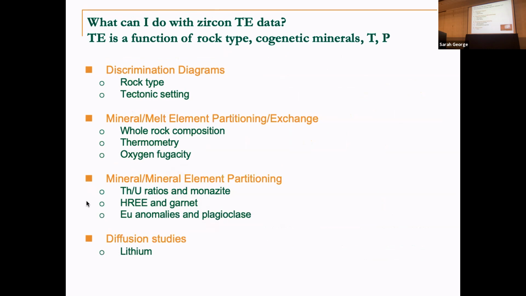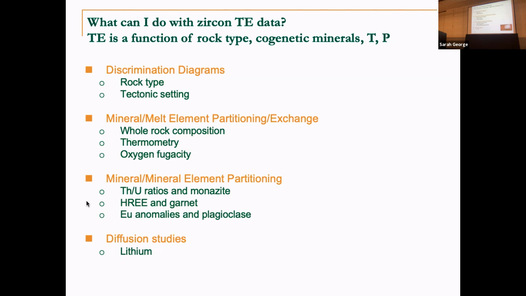One thing we can do is discrimination diagrams. We can plot our zircon with respect to known compositions of zircons and see, hey, I've got this detrital zircon. It's 140 million years old. Did it come from a continental arc? Did it come from a basalt that's producing zircons for some reason? What kind of rock type did it come from? These discrimination diagrams can also be used to get back at, say, tectonic setting. We can do a whole bunch of fancy stuff with mineral-melt element partitioning, so partition coefficients, and get back at whole rock values. And we'll talk about why that might be useful.